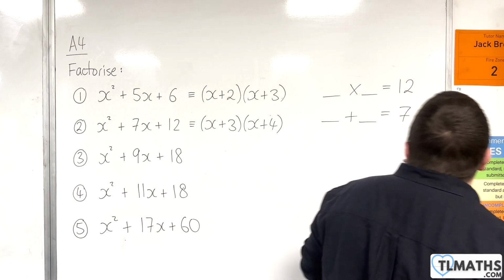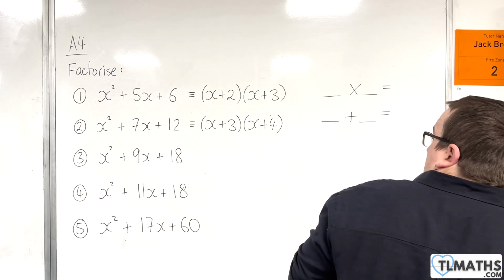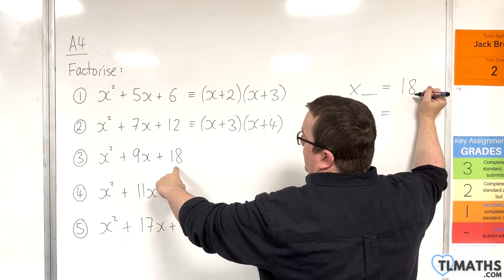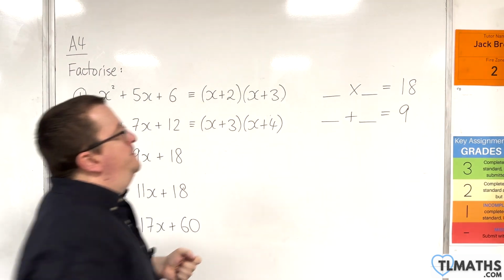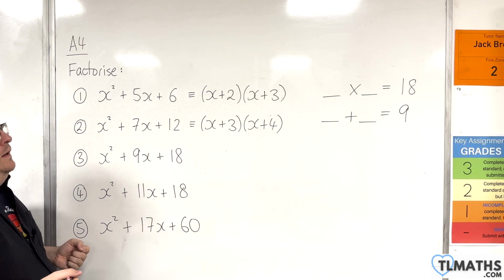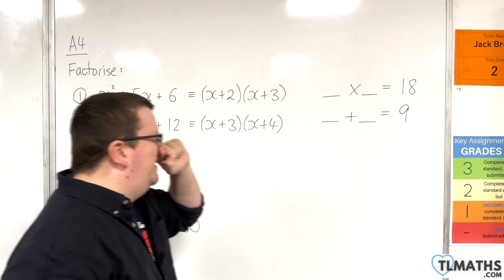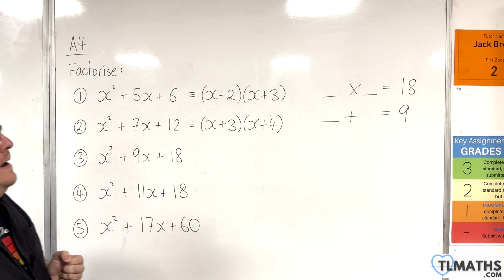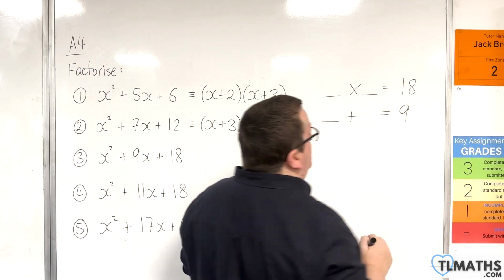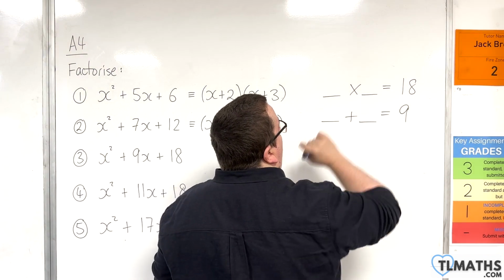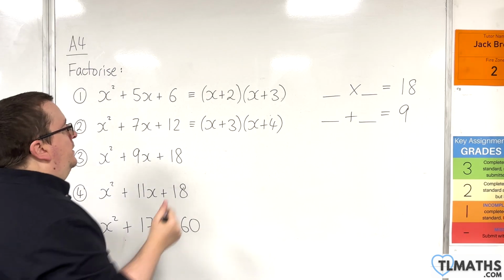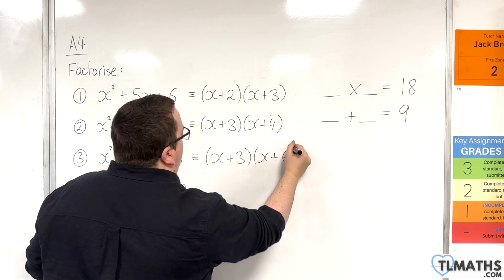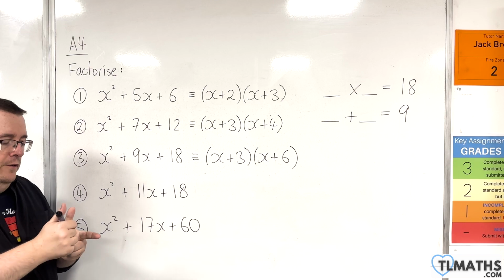So, number 3. We've got x squared plus 9x plus 18. So we need two numbers that multiply together to make 18, but add together to make 9. Now 4 and 5 make 9, but they multiply together to make 20, so that's not quite right. 18 is 2 times 9, or 3 times 6, isn't it? 3 times 6 is 18, 3 plus 6 is 9, so 3 and 6. So in some cases it can just take a little bit of time to figure those two numbers out.